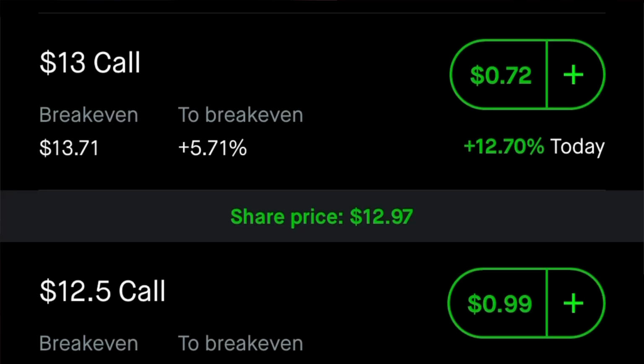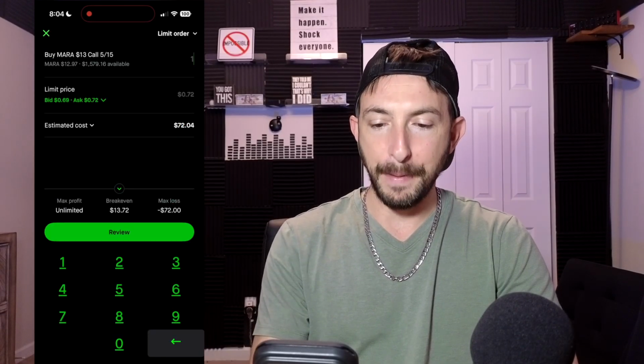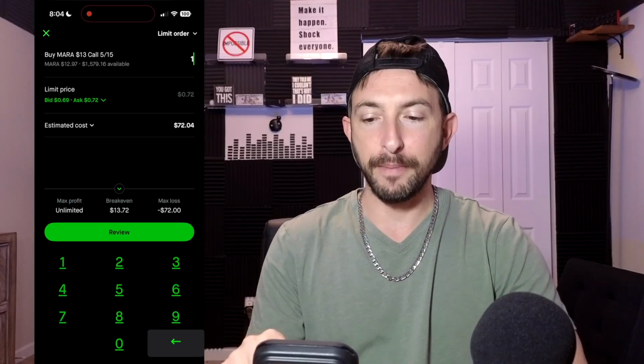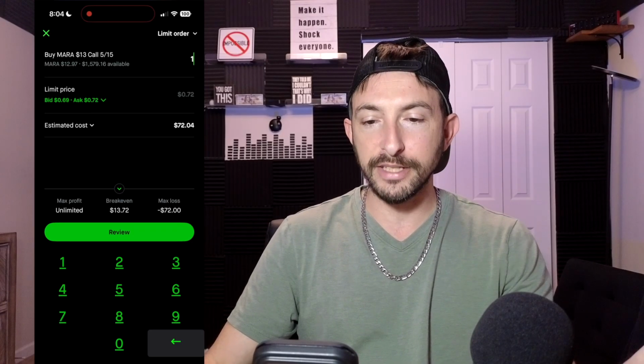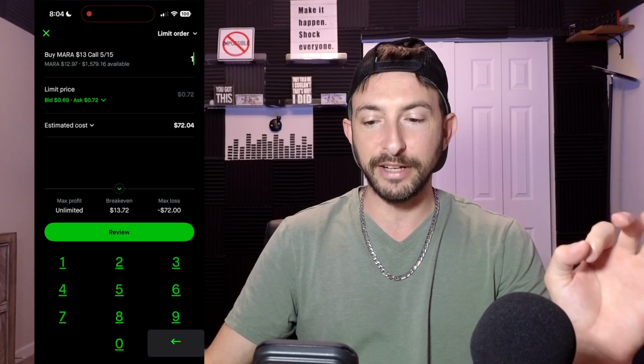So right now the price is at $12.97. If you think the price is going to go above 13 by the 15th, then you could buy this contract for $72. So you go to buy one. So now the max loss, this trade, the most you could possibly lose is $72, and the max profit is unlimited. So the max loss is 72 because you're just buying this contract for 72.